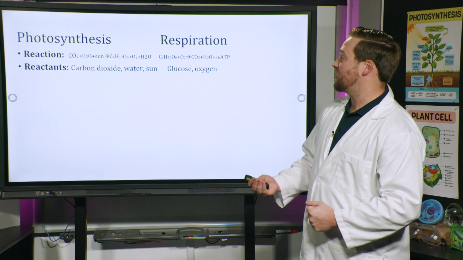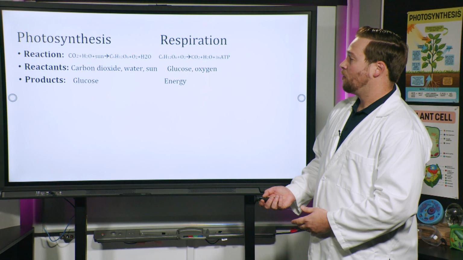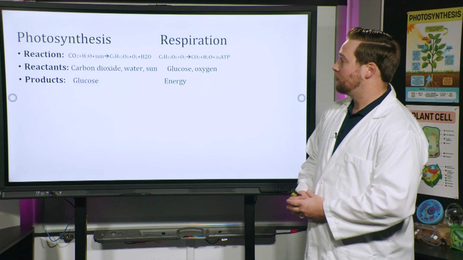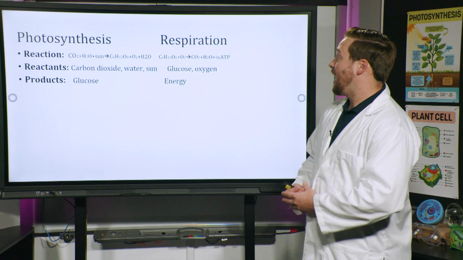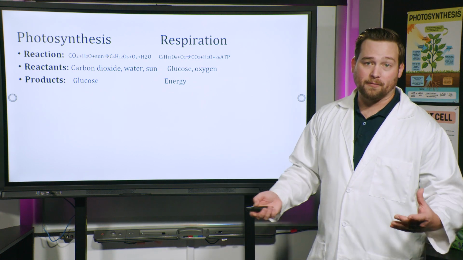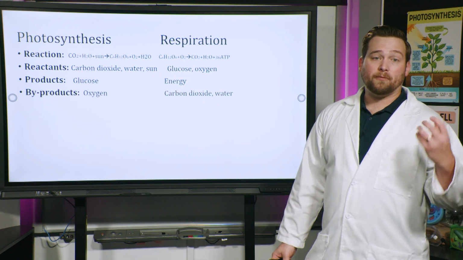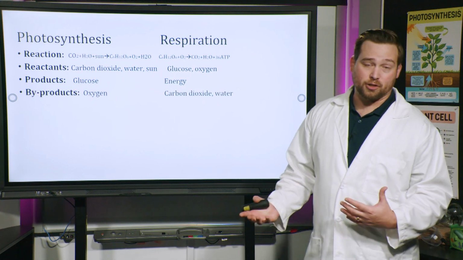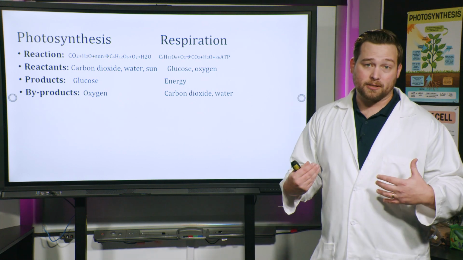Okay, and for cellular respiration, we're putting in glucose and oxygen. Okay, what are we making out of these processes? Well, photosynthesis, we're making glucose, and in cellular respiration, we're making energy, and remember that energy is in the form of ATP. Okay, what are the byproducts of these? Well, photosynthesis, the byproduct is oxygen, which again, the plants aren't really trying to make, but it is very good for us that they do.